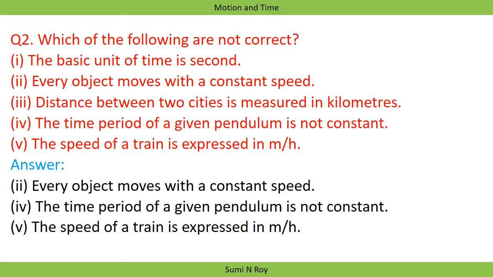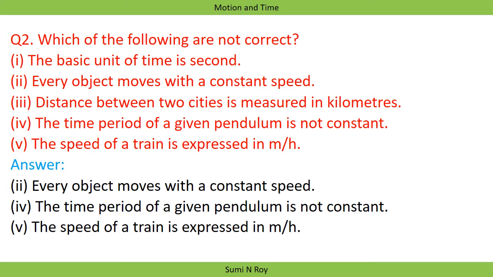The next question is, which of the following are not correct? So there are 5 statements which are given. We will read the statements one by one. First statement, the basic unit of time is second. So this statement is correct. Second statement, every object moves with a constant speed. So this statement is wrong. Every object does not move with a constant speed.